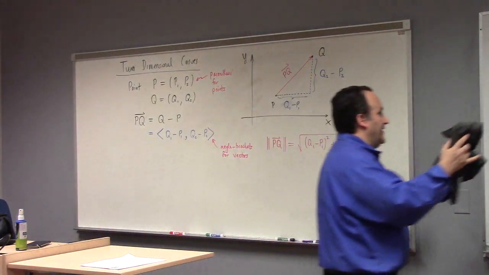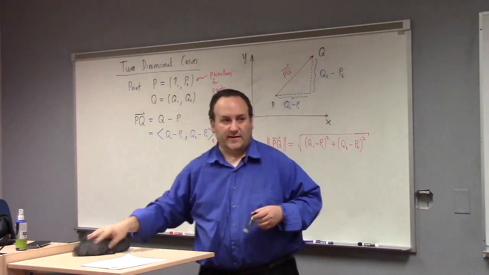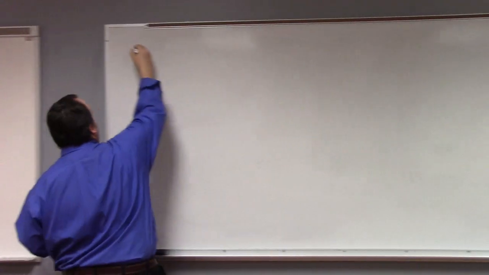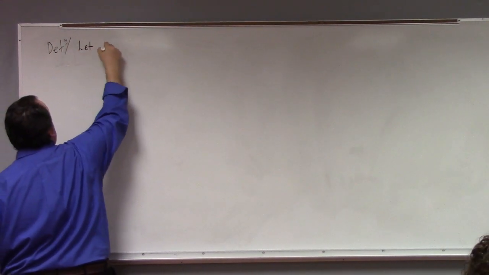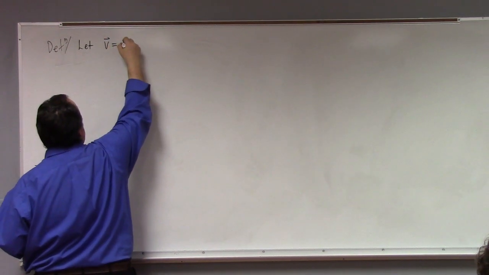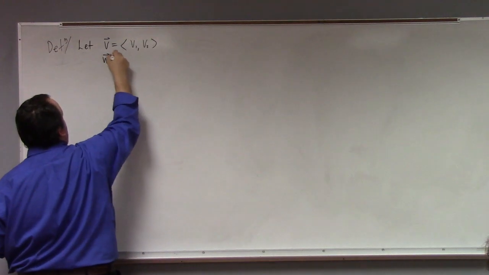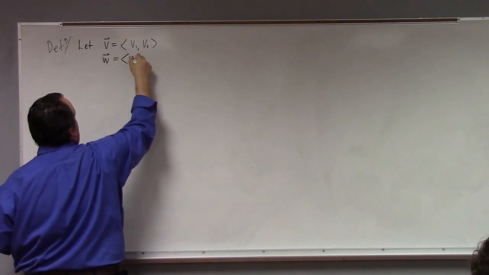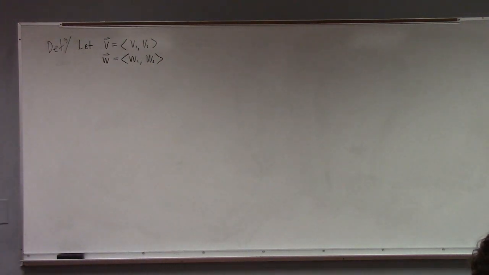So let me talk more about vectors just in the abstract here for a minute. Although not really too abstractly. I want to give you a definition. So let's set aside points for a second, and let V be vector 1, and let W be vector 2. We can do a couple of basic things to vectors. We can add them, we can subtract them, and we can scalar multiply them.